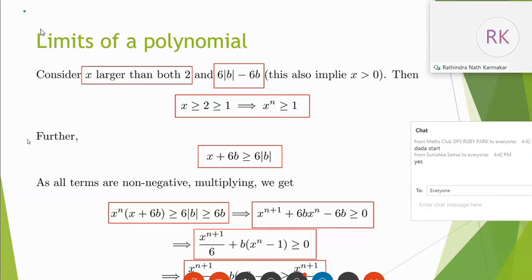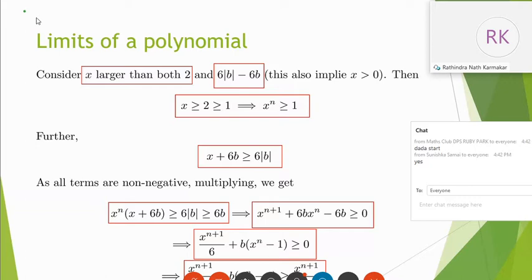So what we concluded is that for x which is larger than 2 as well as 6|b| - 6b, this inequality holds. Now the question might arise: from where did you get this 6|b| - 6b? How did you arrive at this? It is nothing but backtracking.